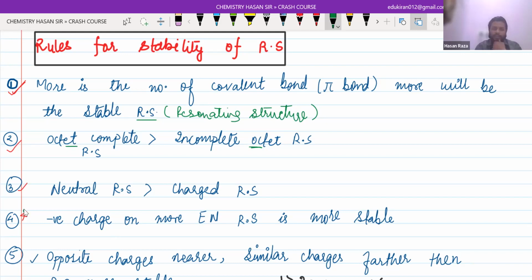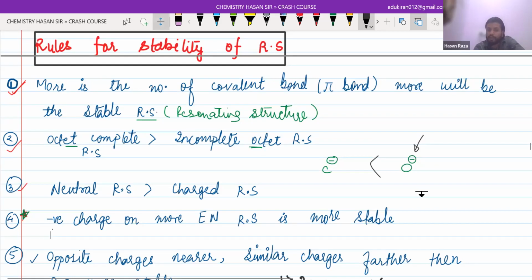Now the next, which is very important. If you have two resonating structures in which the negative charge is on carbon in one and on oxygen in the other, always remember that a negative charge on a more electronegative element is more stable than on a less electronegative element. A negative charge on the more electronegative atom makes the resonating structure more stable.